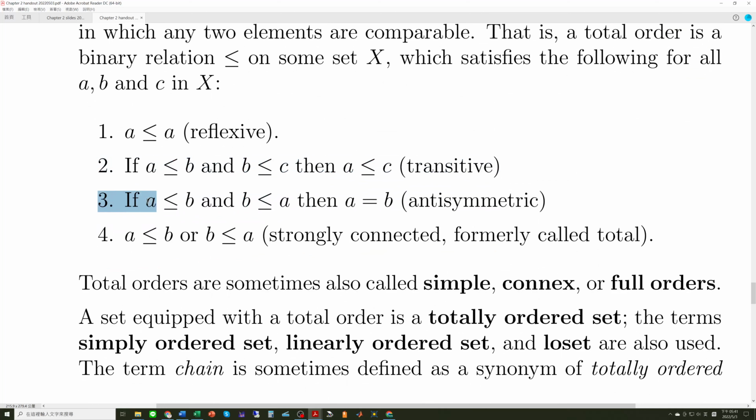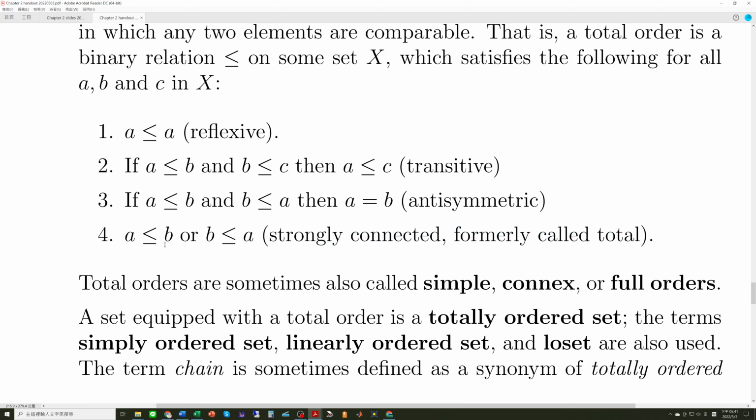Okay, third, if A is smaller than or equal to B and B is smaller than or equal to A, then A is equal to B. This is called antisymmetric. Fourth, A is smaller than or equal to B, or B is smaller than or equal to A. This is called strongly connected, formally called total.